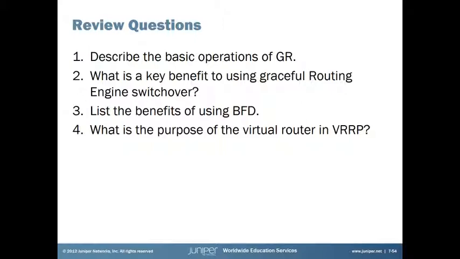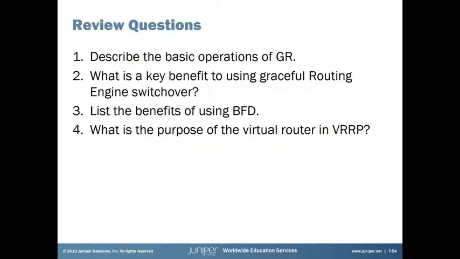Okay, what is the key benefit to using graceful routing engine switchover? It's kind of similar, really, in that if one routing engine fails, the other one takes over and we don't lose connectivity. We want to enable our non-stop routing functionality in that case so that we have an instant switchover and we don't lose any of our protocol state. Benefits of using BFD, bidirectional forwarding detection. What are the benefits of that? It's fast, and it works across all the protocols.